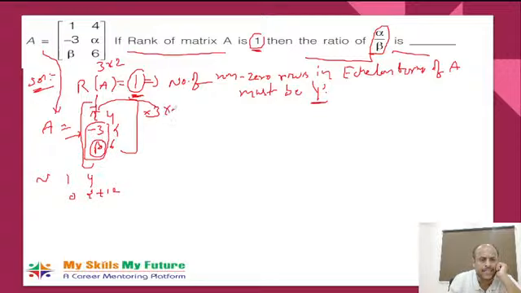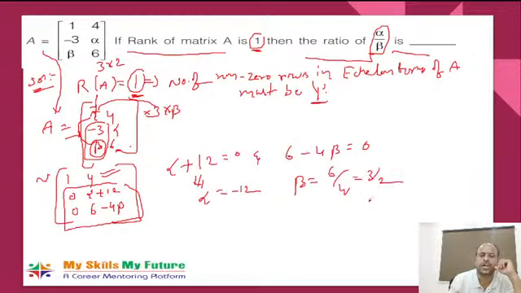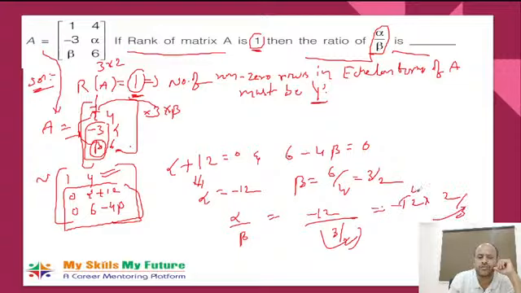In the same way, I need to make this element 0. That's why first row multiplied by beta and subtract from the third row. Now 1 into beta is beta, beta minus beta is 0. Now this is 6, 4 into beta is 4 beta, so the value will be 6 minus 4 beta. So clearly the rank should be 1. To say rank 1, these entries must be 0: alpha plus 12 equals 0 and 6 minus 4 beta equals 0, so alpha is minus 12 and beta is 3 by 2. Now substitute alpha and beta in this ratio. Therefore the required ratio alpha by beta is minus 12 divided by 3 by 2. Now this is minus 12 into 2 by 3. 3 into 4 is 12, 4 into 2 is 8. So the answer will be minus 8.